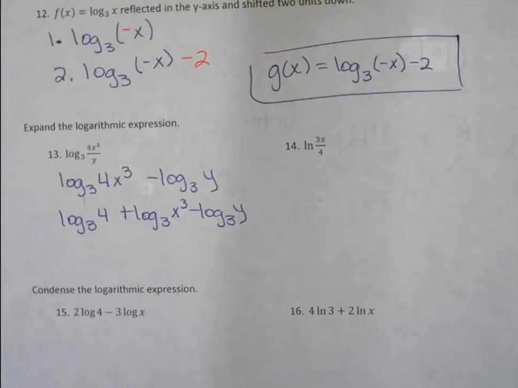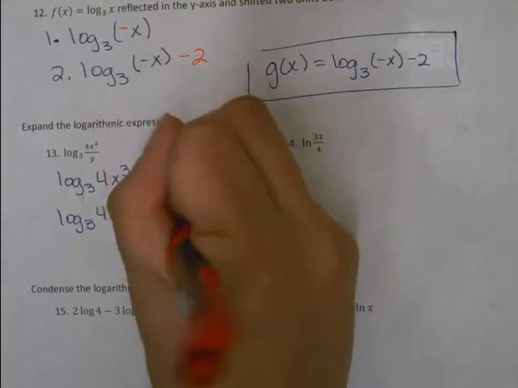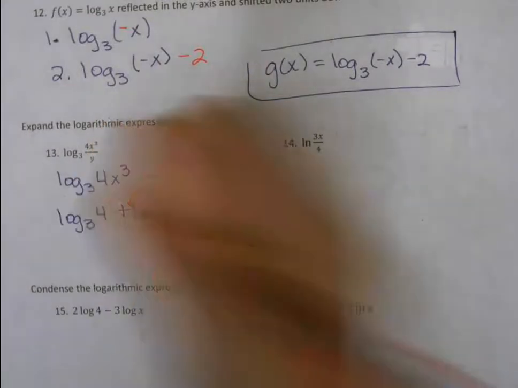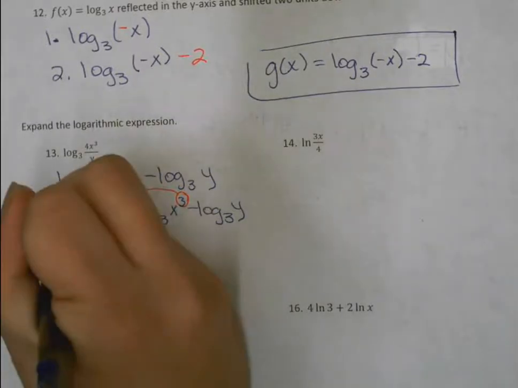Is that good enough? So then, why is it not good, Stephanie? Yep. Whenever I have an exponent, it has to go out front, and because this exponent only affects the x, it should only go in front of the log with the x.